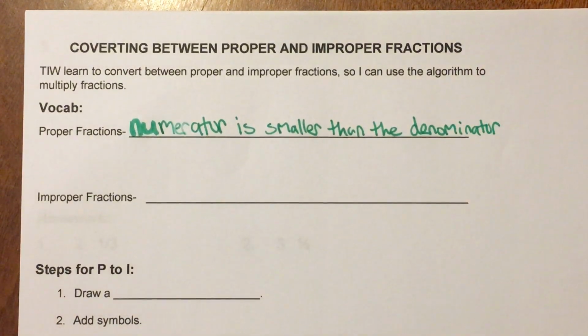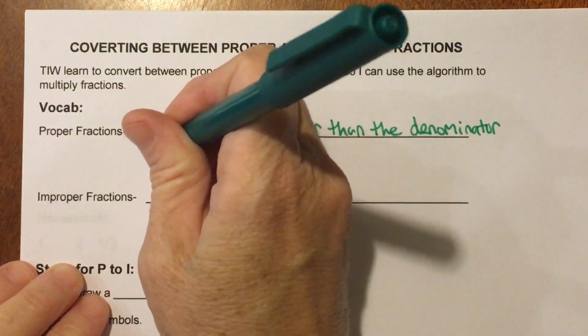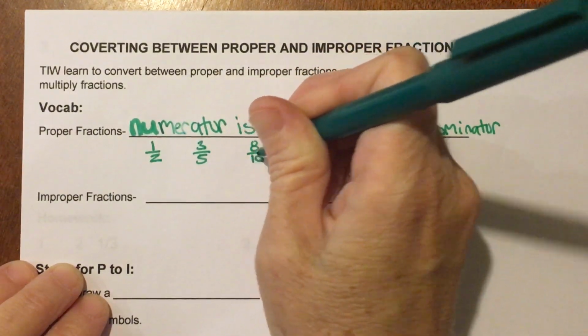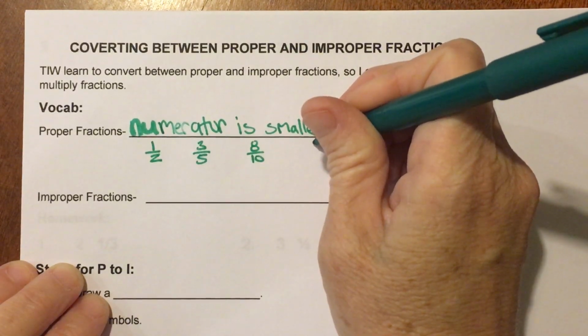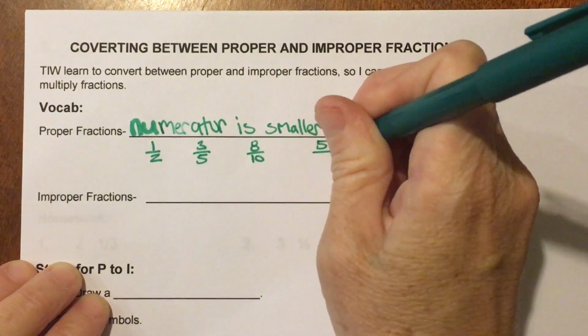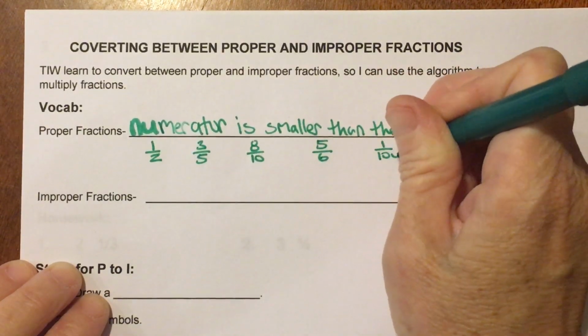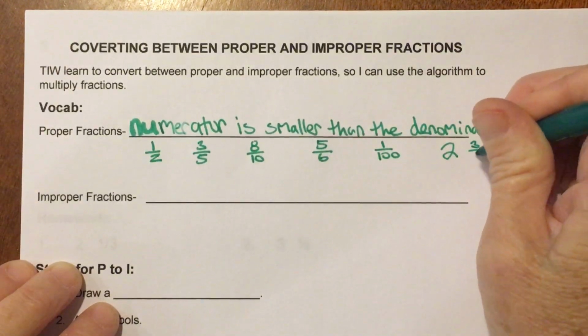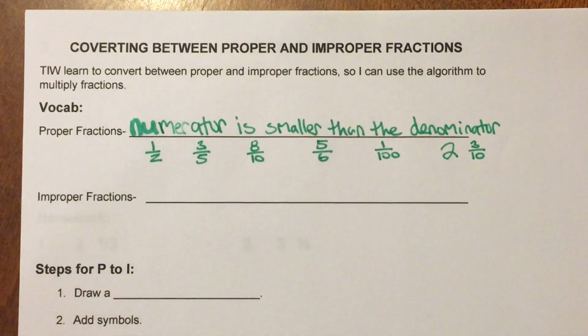When we first talked about fractions, we always put small things on top, like if you're doing piggyback rides or stacking boxes, you always put the little things on top. So a proper fraction would look something like 1/2 or 3/5 or 8/10, or maybe 5/6 or 1/100. We could even put a mixed number of 2 wholes and 3/10, but the fraction part just has to have the small number on top. That's the proper way of stacking things.